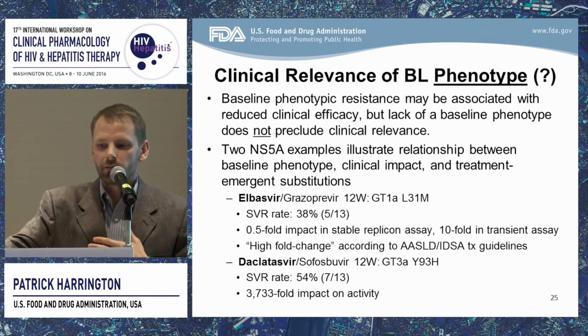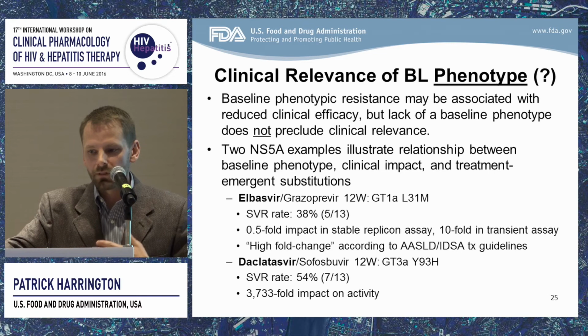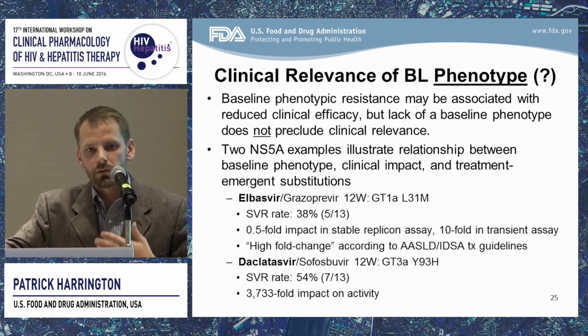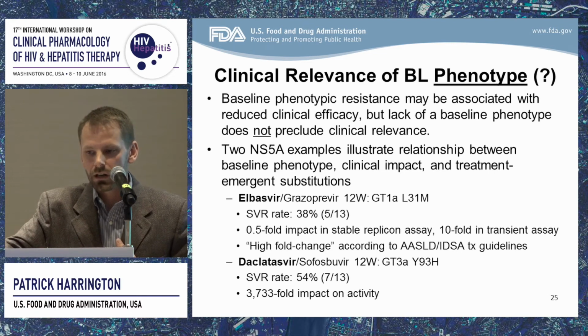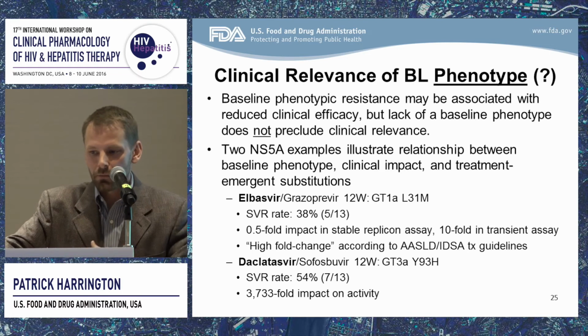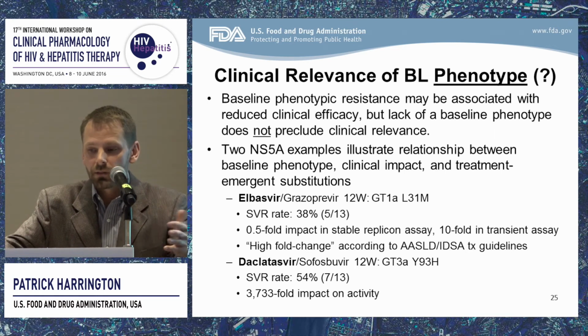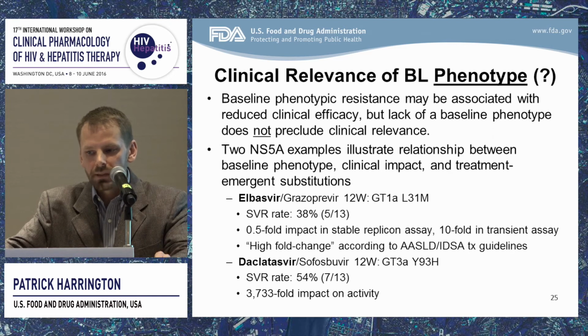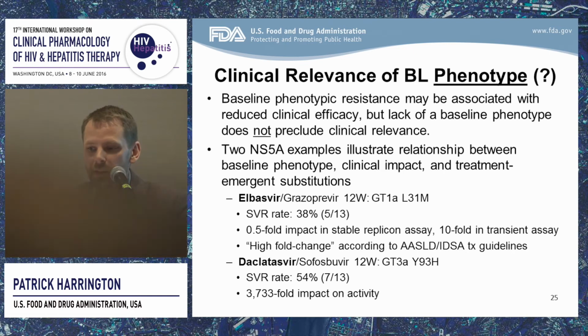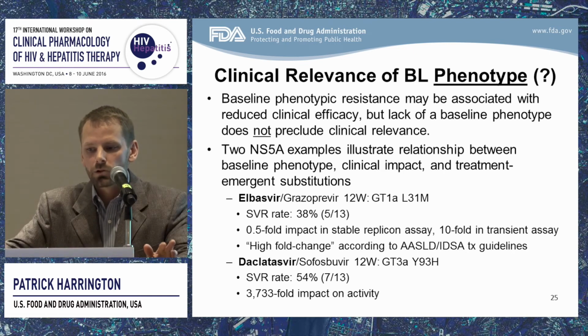And my understanding of the replicon assays is that that's actually the more reliable approach for measuring phenotypic activity of a drug. But in the other aspect of the replicon system, if you do a transient transfection assay, you do see a tenfold reduction in Elbasvir activity, as the sponsor reported, due to the presence of this L31M change. But I'll actually argue in the next slide that this tenfold reduction is probably not all that relevant when you consider that Elbasvir is a picomolar drug. But despite this modest impact, it is still considered a high-fold change RAV according to the treatment guidelines.